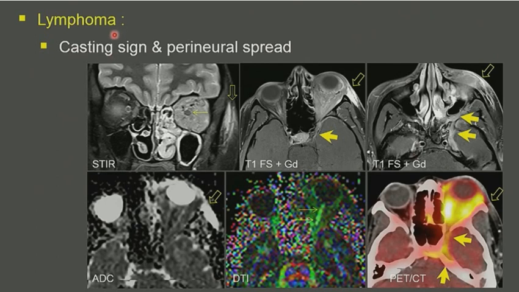What about further manifestations of lymphoma? Sometimes you will see that lymphomas present with the so-called casting sign. You see there is this diffuse infiltration of the orbit. The optic nerve is encased. There is actually ischemia of the optic nerve. We see also an increased fractional anisotropy on diffusion tensor imaging.